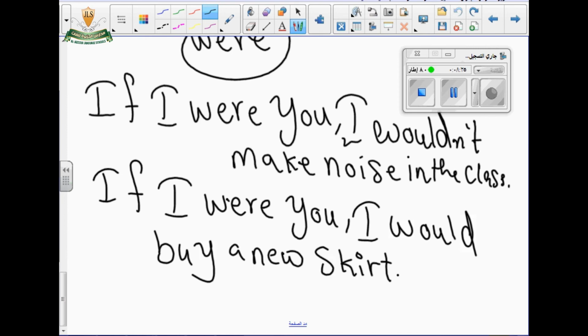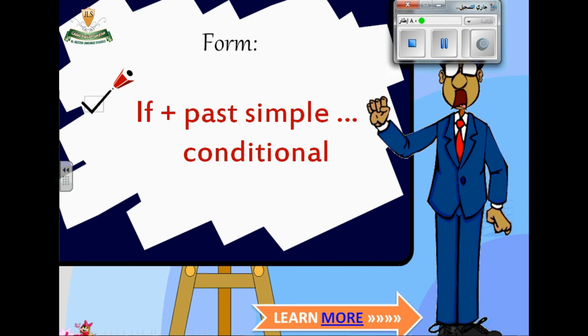Okay, these are the conditions which we have. In this condition also, instead of would, I can use might, I can use could. Now I'm going to show you a simple way of what I have explained here. So come on, let's see together. Here I did a small PowerPoint. See here the form: if plus the past simple, and the condition that I will use, I will use would.